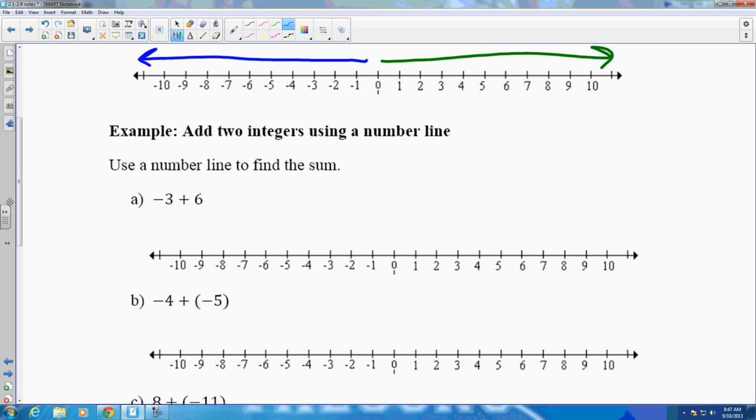Use a number line to find this sum. -3 is where we start, and we are adding 6. Because we're adding a positive number, we are moving to the right 6 units. 1, 2, 3, 4, 5, 6. So our answer is 3.